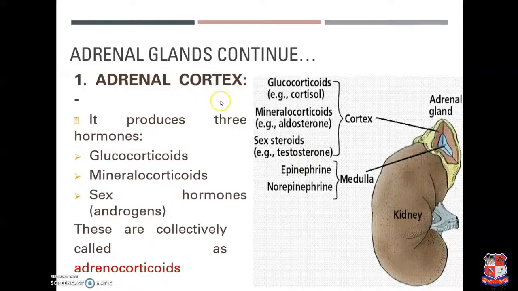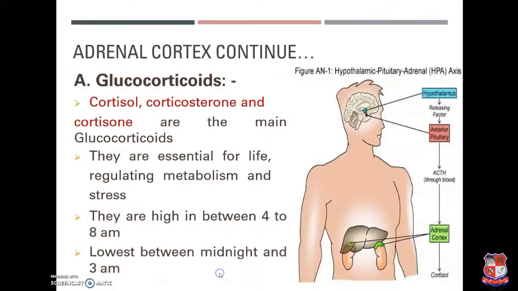So the adrenal cortex produces three hormones: glucocorticoids, mineralocorticoids, and sex hormones. These are also collectively known as adrenocorticoids. Starting with the glucocorticoids, cortisol, corticosterone and cortisone are the main glucocorticoids. They are essential for life, regulation of metabolism and stress. They are high between 4 and 8 am, and lowest between midnight and 3 am.